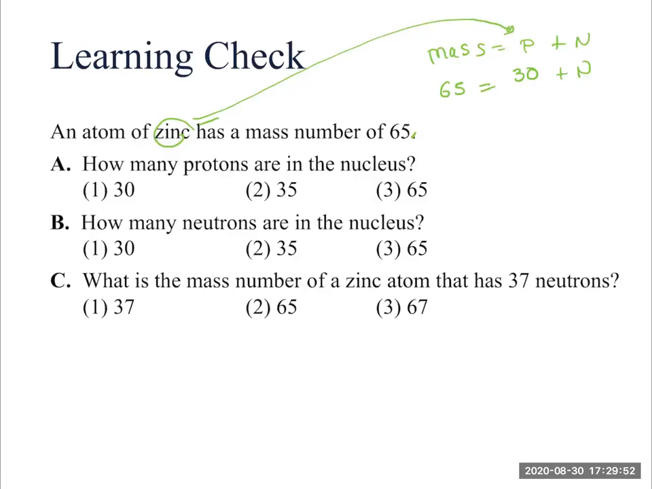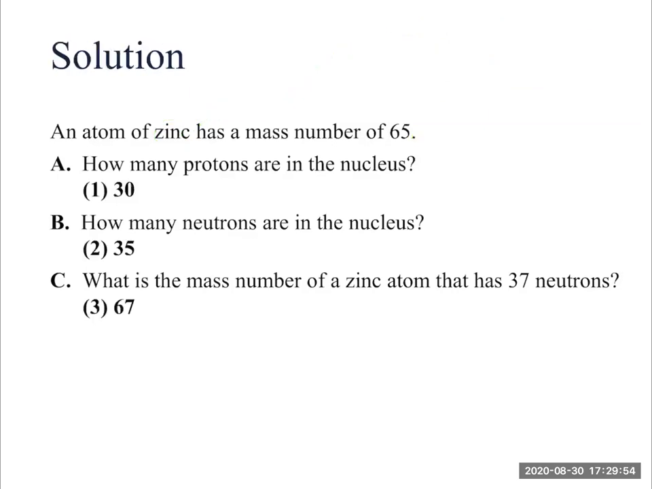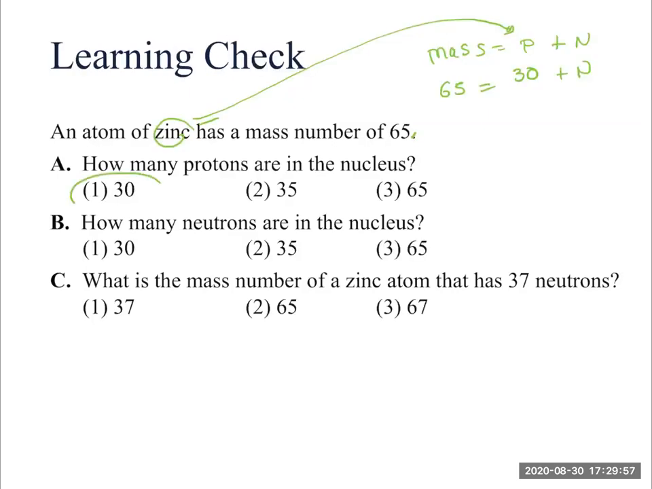Am I correct with zinc? Yeah, zinc is number 30. Oh, yeah, here it is. Am I blind? It's number 30. So that means that's the answer.